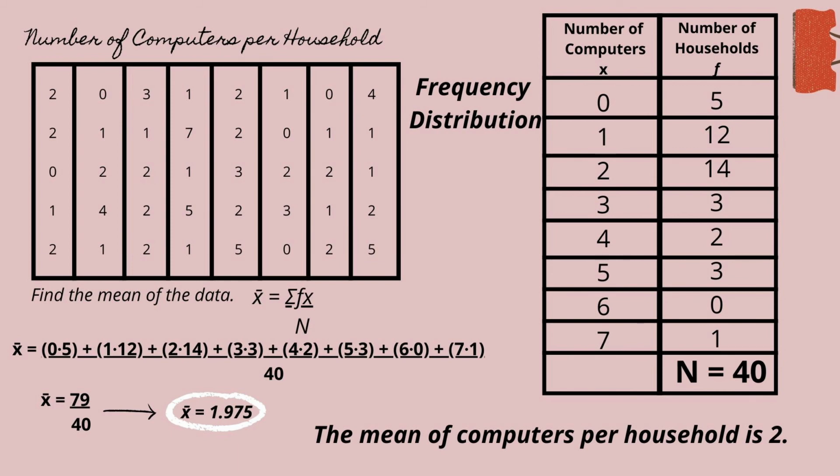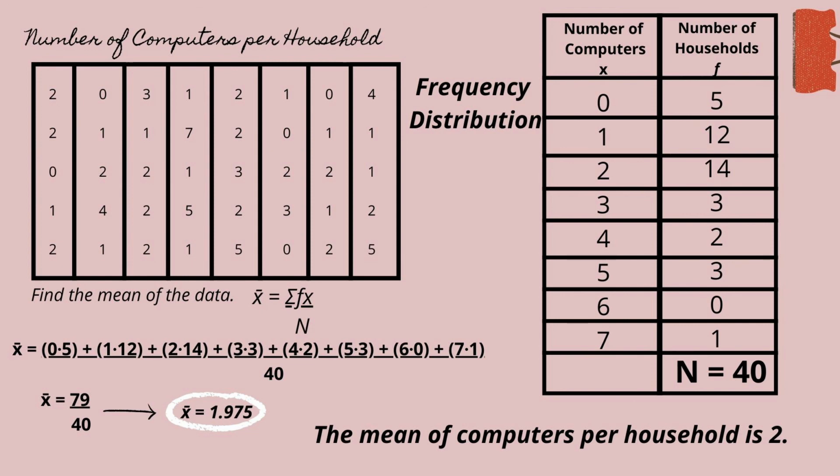which is the summation of f times x over n. So we're going to substitute the number of computers into x, and then multiply it by the number of households, which is f. So we will have 0 times 5 plus 1 times 12 plus 2 times 14 plus 3 times 3 plus 4 times 2 plus 5 times 3 plus 6 times 0 plus 7 times 1, and we're going to add all of them up and divide by 40, because there are 40 households.